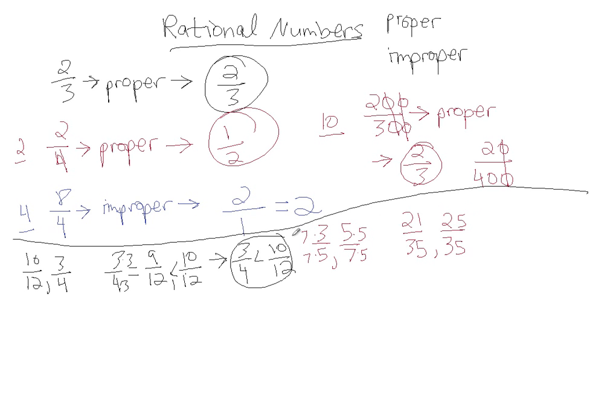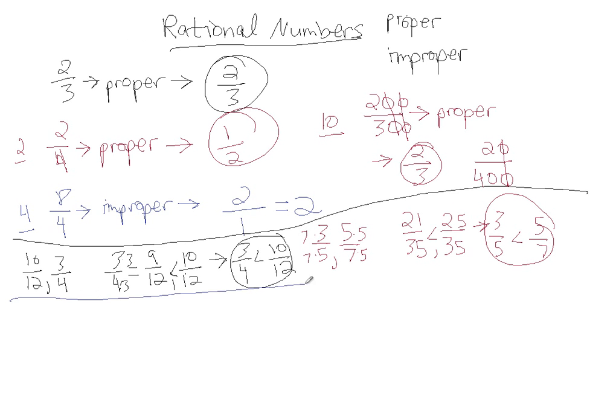So now, instead of comparing 3 over 5 and 5 over 7, we can simply compare 21 over 35 to 25 over 35. And we can easily see that 21 over 35 is less than 25 over 35, which means we can say that 3/5 is less than 5/7. There you go.